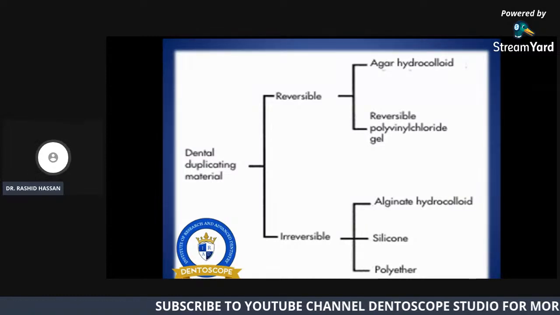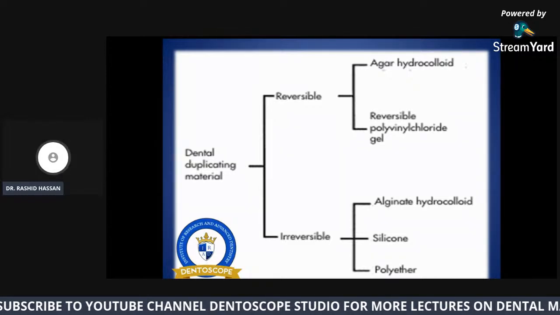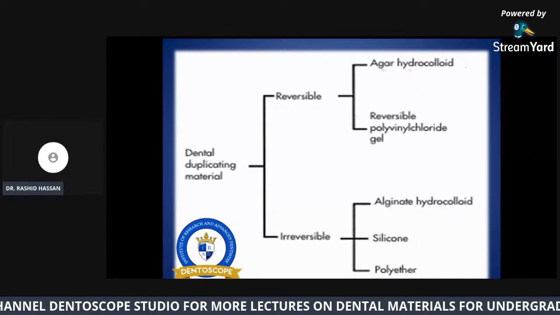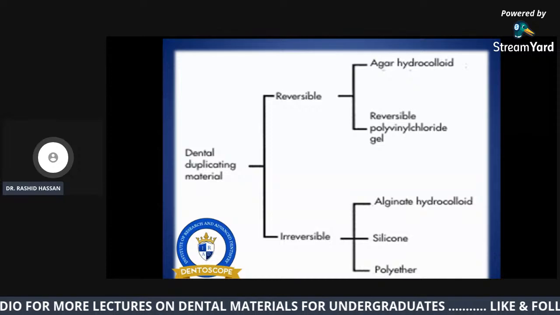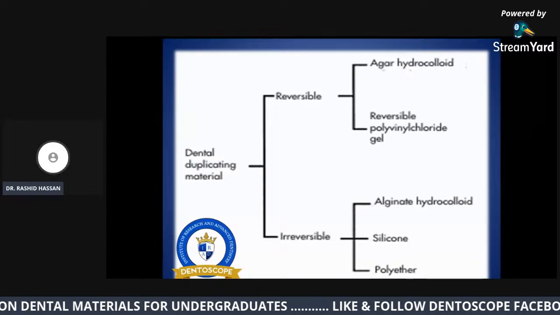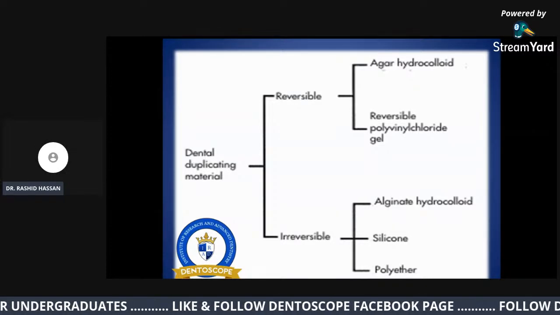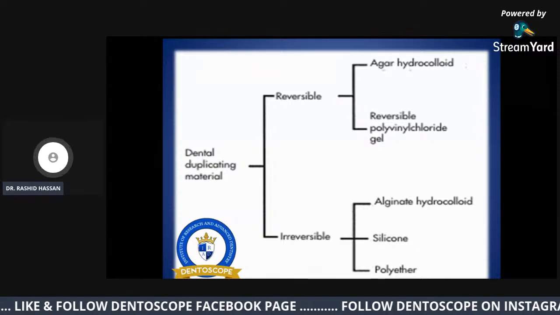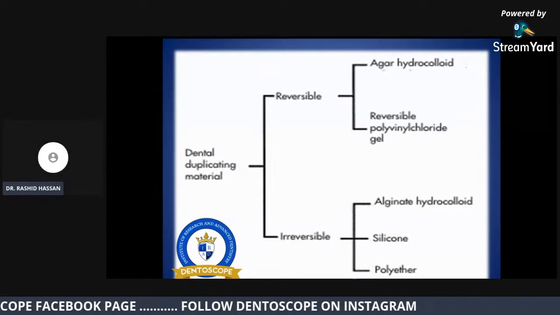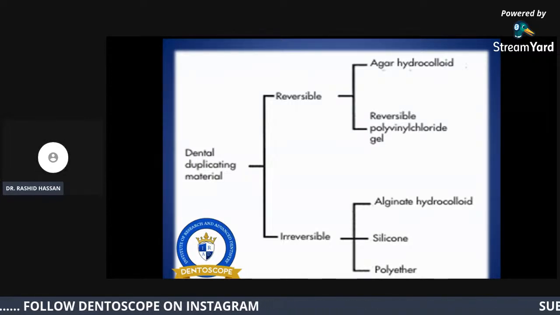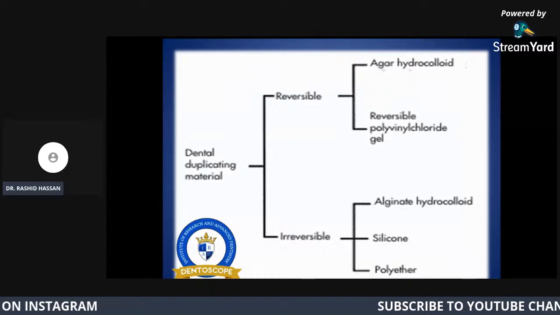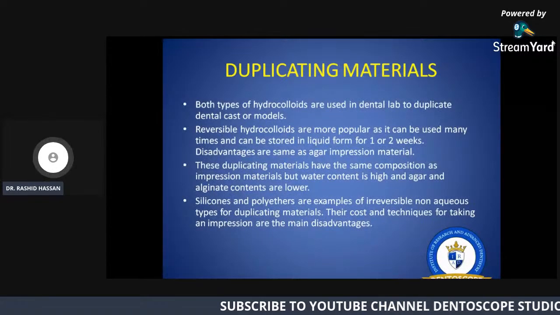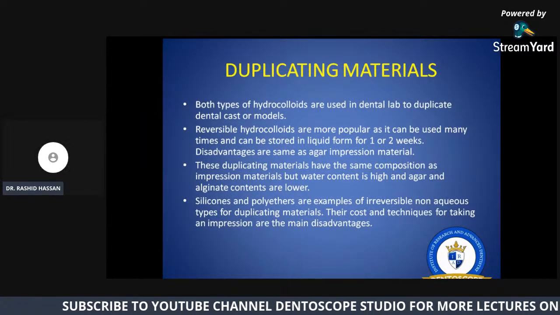Agar is reversible, and then there is polyvinyl chloride gel, which is not most commonly used. Agar is most commonly used. The irreversible ones are alginate, the silicones and polyethers. So these are the duplicating materials. Now what is the purpose? Why do we need to duplicate a cast?